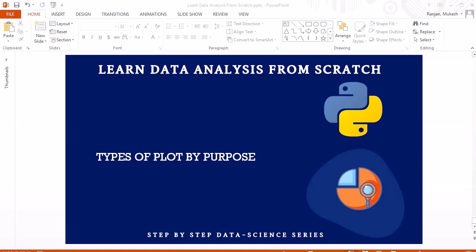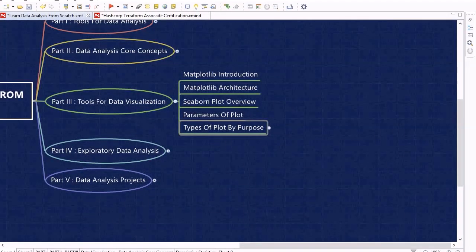Hello guys, welcome back. From this session onwards, we are going to discuss various types of plots and their usage. So let's start our discussion. We already know that plots are used for data visualization, and we can use these plots for different purposes. So let's discuss what purposes we have in data analysis.